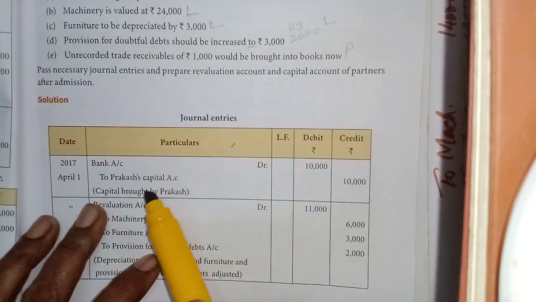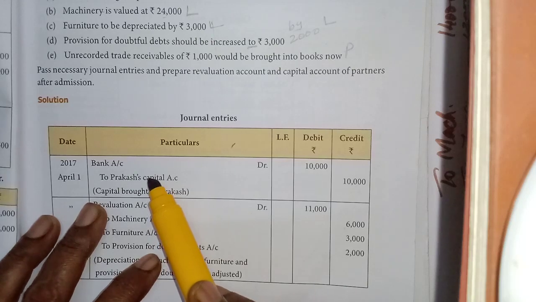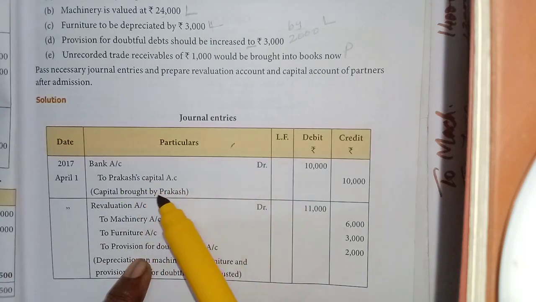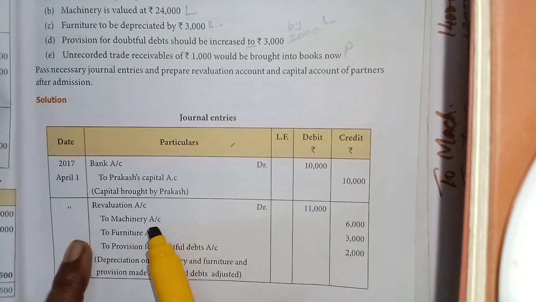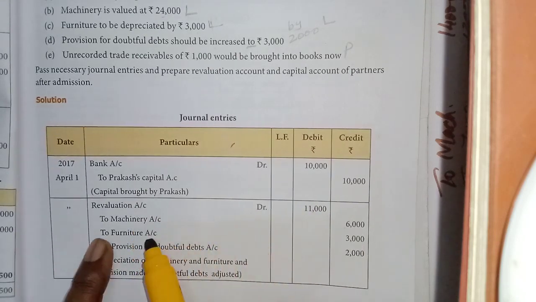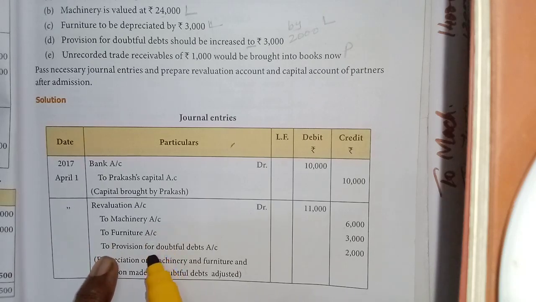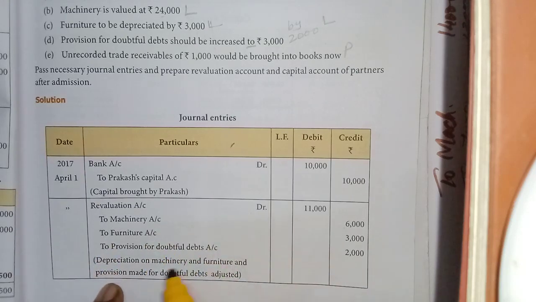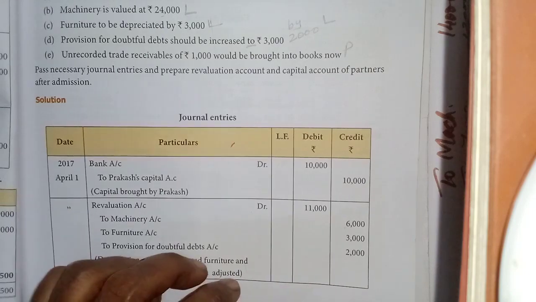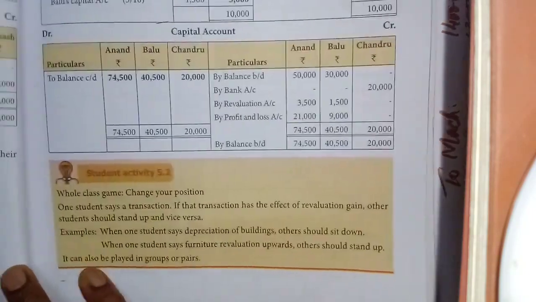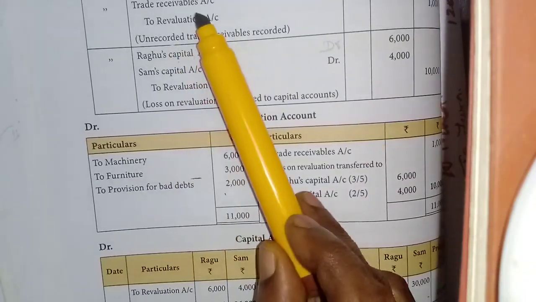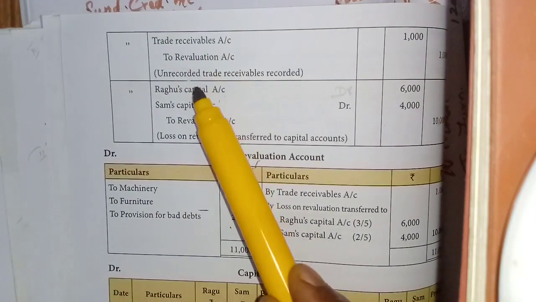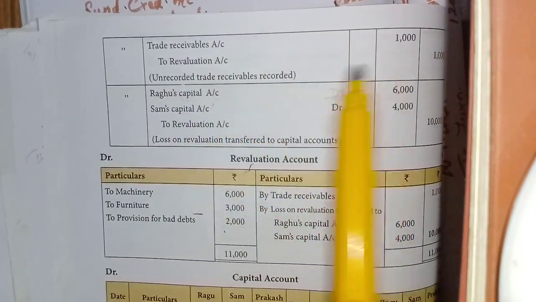See the journal entry. Bank account debtor. First one to bring capital. Bank account debtor to Prakash's capital account. Capital brought by Prakash. Then loss items: revaluation debtor to machinery, then furniture, then provision for doubtful debts. Okay, loss items recorded, we can write. Then, trade receivable profit item. Okay, to revaluation, profit item recorded.